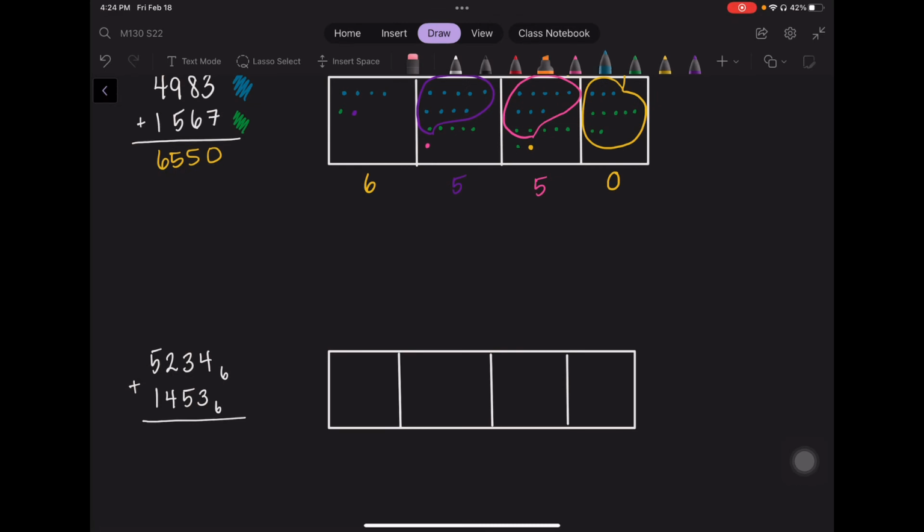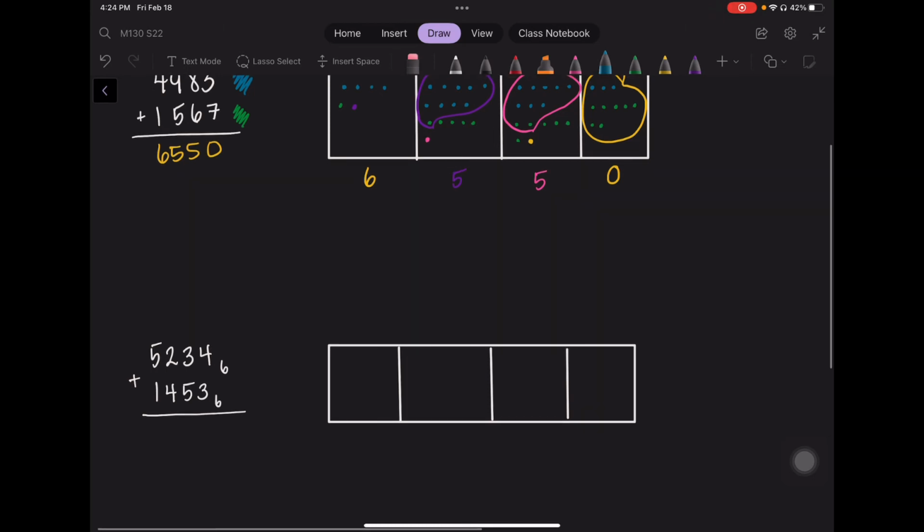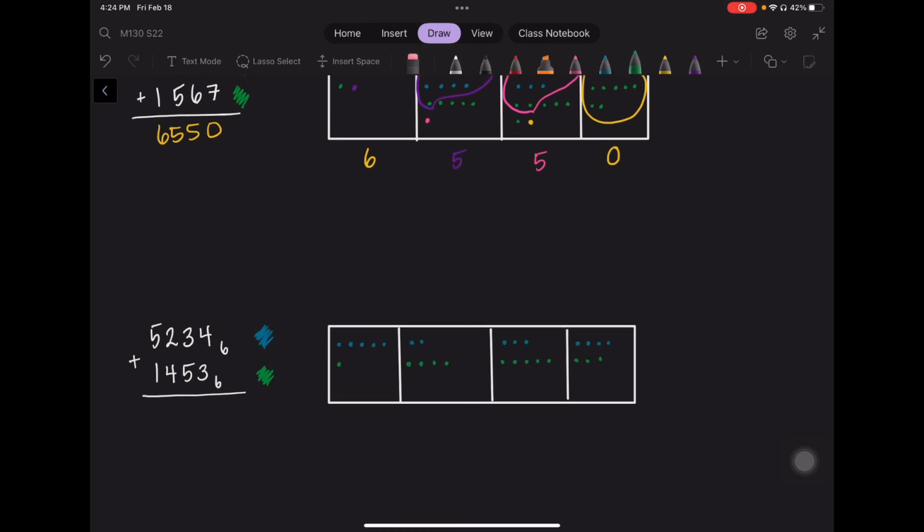Let's see what happens when I add 5, 2, 3, 4 base 6 with 1, 4, 5, 3 base 6. I'm going to add my dots first. Okay, now starting on the right-hand side again, I'm looking for 6s. Remember, it's base 6, so I can only have 5 or fewer dots in each box. If I have 6 or more, I need to bump it over to the next one.